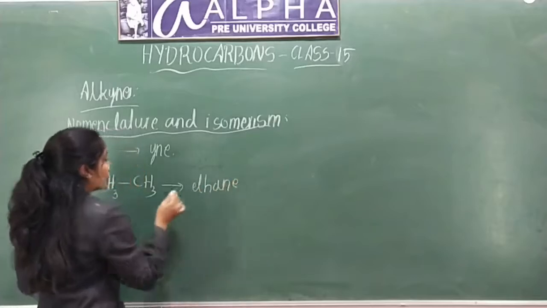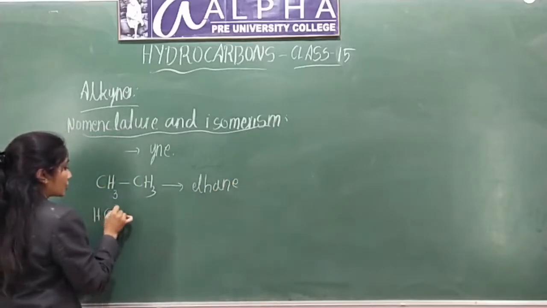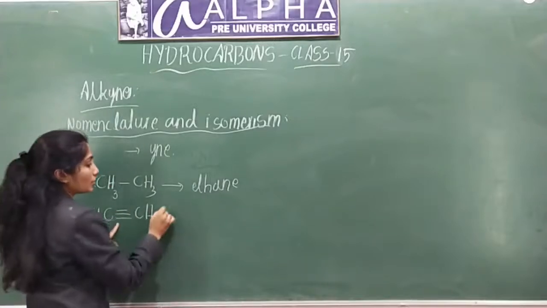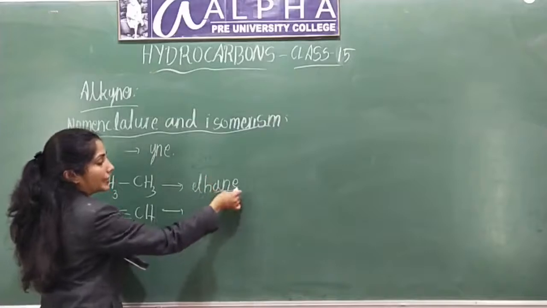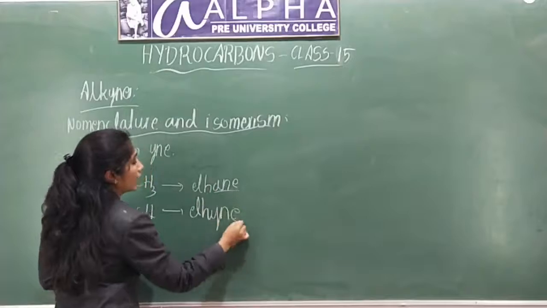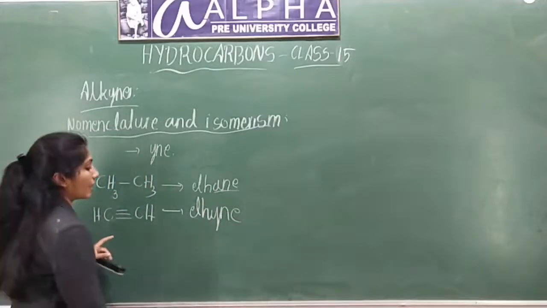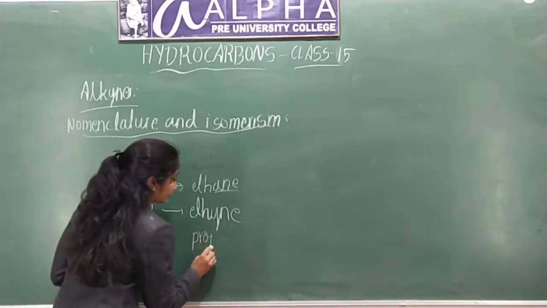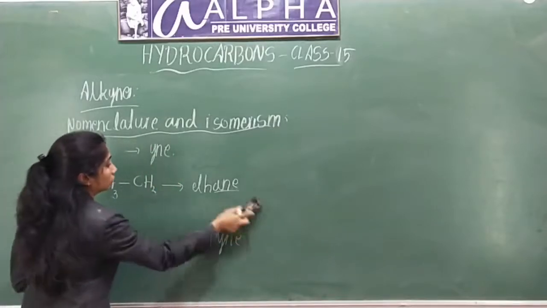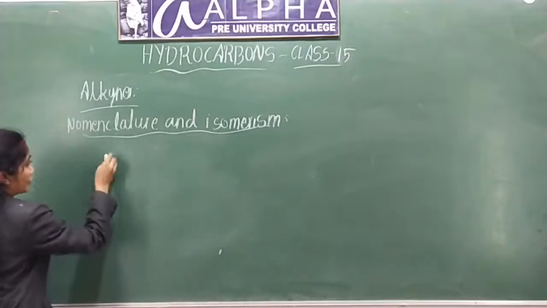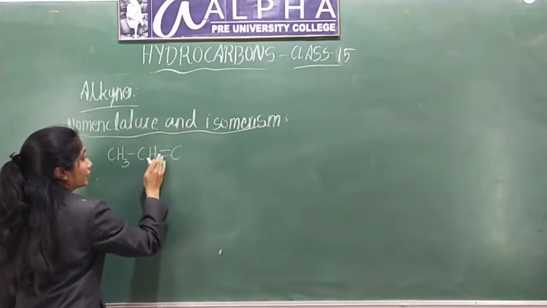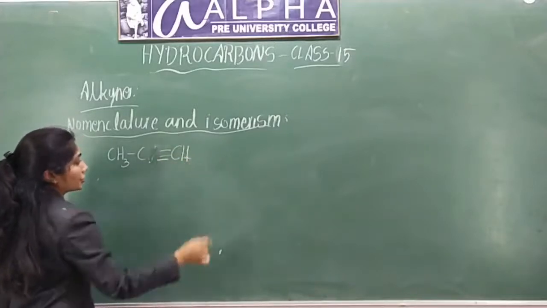Ethane. So in this, CH triple bond CH will be there. There will be a triple bond between two carbon atoms. So the ANE of the corresponding alkane is replaced by YNE, like this. Okay. Next compound will be propane. Propane. See, I'll write here CH3, C triple bond CH.